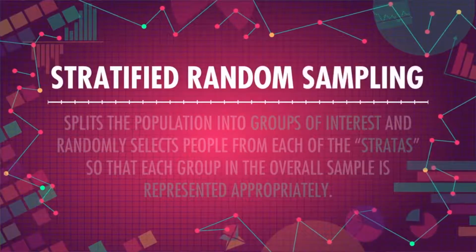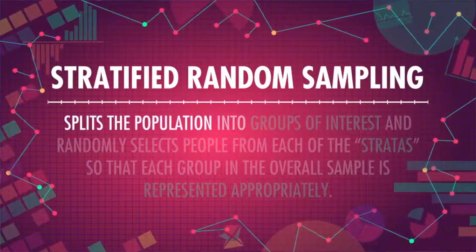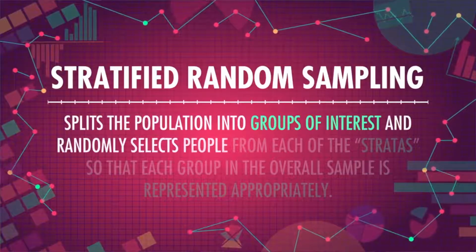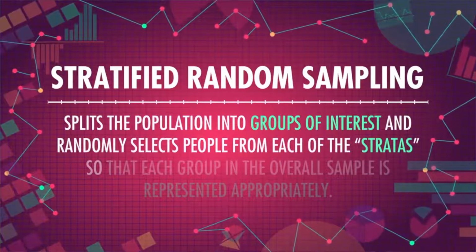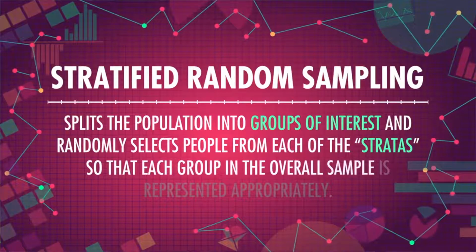Stratified random sampling is another option. It splits the population into groups of interest and randomly selects people from each of the strata so that each group in the overall sample is represented appropriately. Researchers have used stratified sampling to study differences in the way same-sex and different-sex couples parent their kids. They randomly select people from the same-sex parenting group and randomly select people from the different-sex parenting group to make sure they're well represented in the sample.